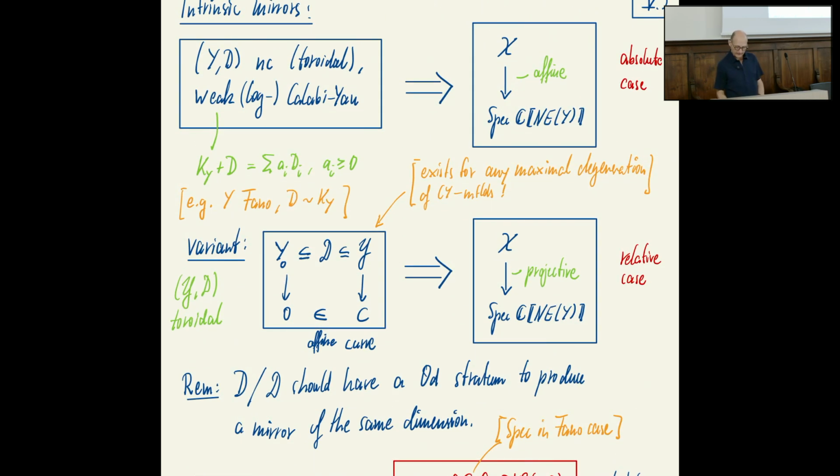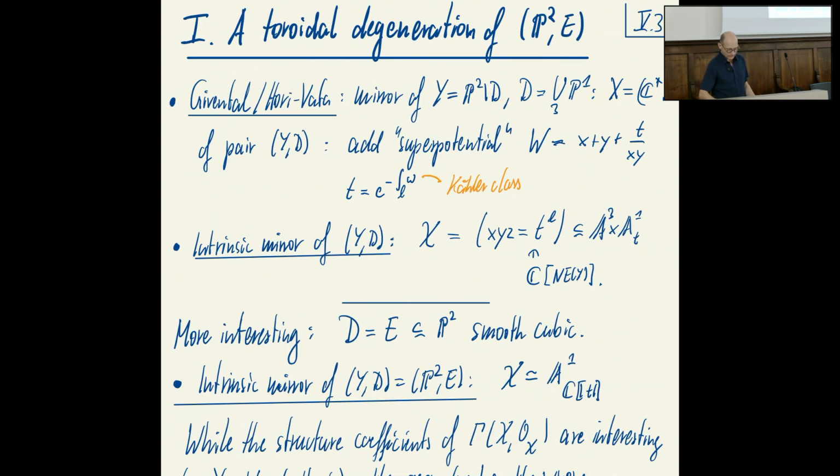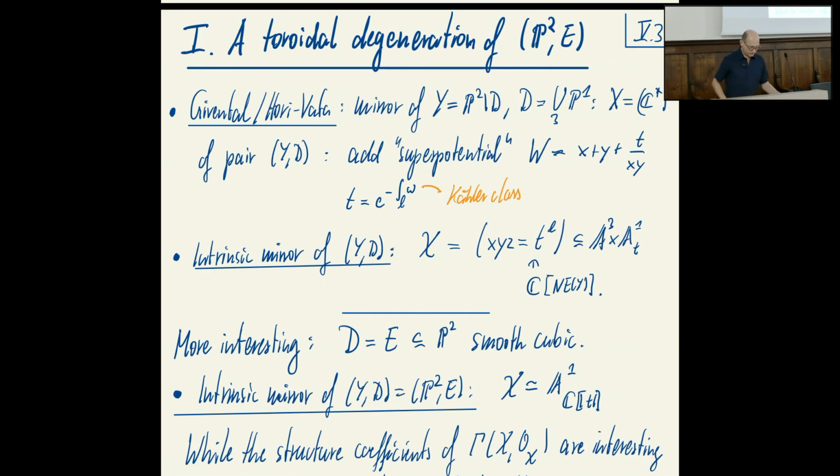Of course, you can always base change. Sometimes you want to say, I'm just interested in this one-parameter family having to do with one polarization. Then you base change by pairing your curve classes with this Kähler class. Okay. So the input will be a toroidal degeneration of P2 with an elliptic curve, with a smooth cubic.